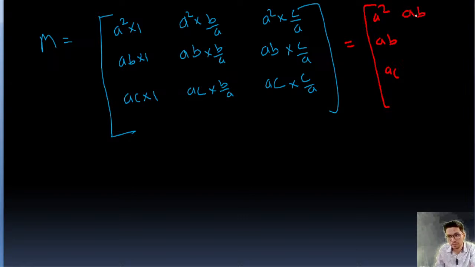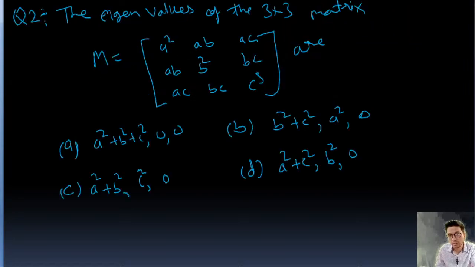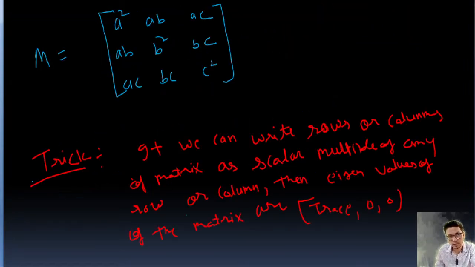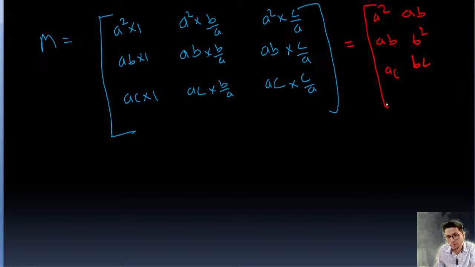This is AB and this is B square. Okay, and this is BC. If we solve this, A will get cancelled, BC, and BC, and then this one is going to be AC and BC and C square.